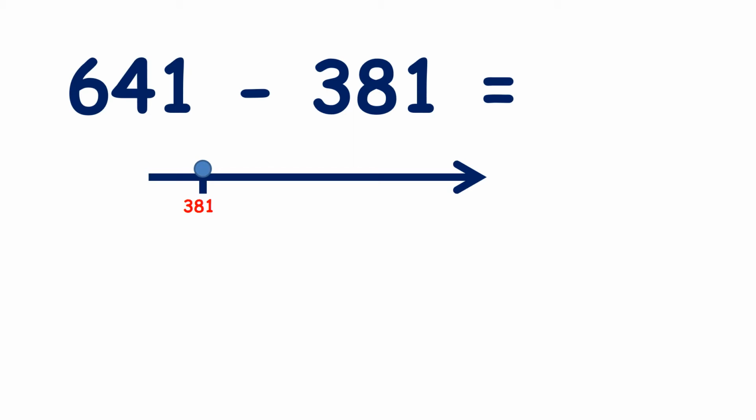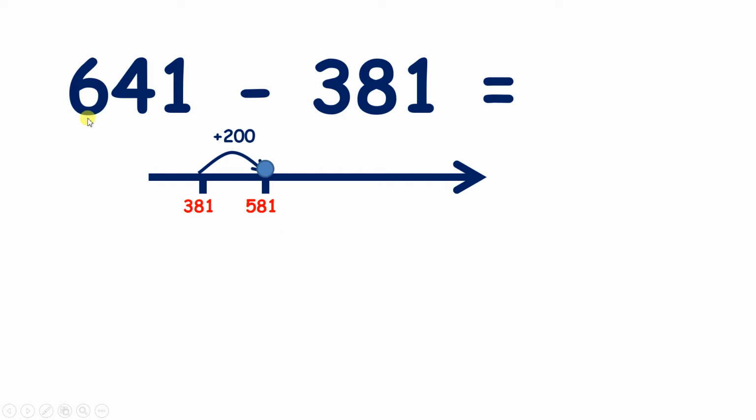Now pause the video and see if you can answer 641 minus 381 by finding the difference. So let's start by adding hundreds. We're on 381, so adding to make 681 would be too many, so we need to get to 581. So if we add 200, that takes us to 581.